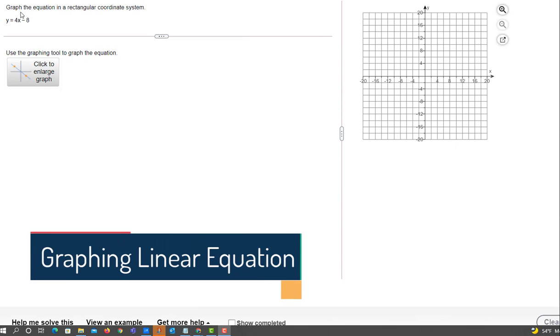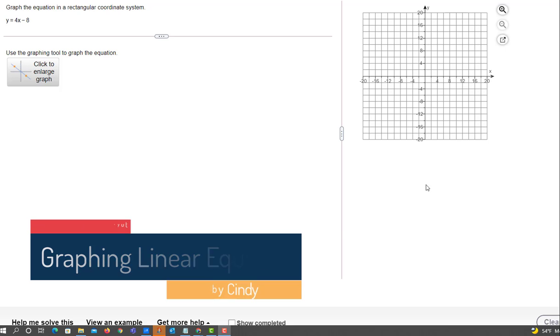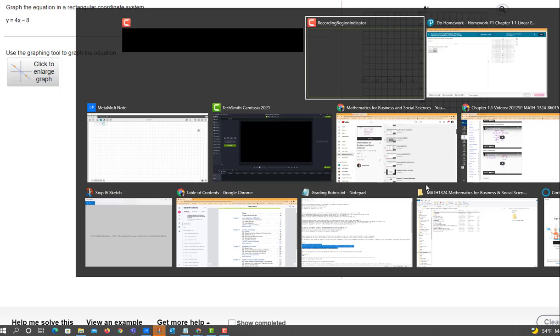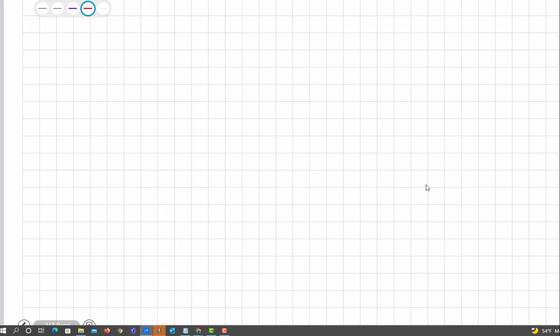I have a problem here where it says graph the equation y equals 4x minus a. There's actually a couple of ways, I said a, but I mean 8. There's actually a couple of ways that you can do this. So y equals 4x minus 8.